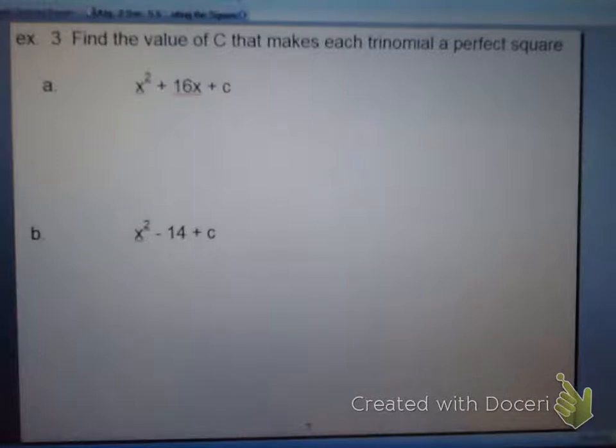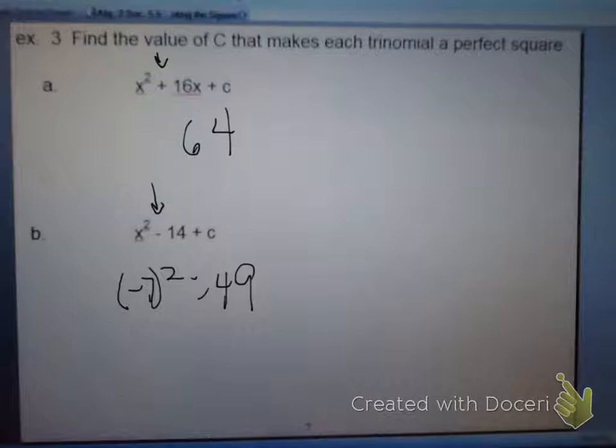Example 3, find the value of C that makes each trinomial a perfect square. So all we're doing is getting the practice of taking half of B and squaring it. Half of 16 is 8, 8 squared is 64, so C would be 64. Example B, half of negative 14 is negative 7, and negative 7 squared is a positive 49. It will always be positive, so whether it's a minus sign or a positive sign, it doesn't matter. The last sign is always going to be a positive.